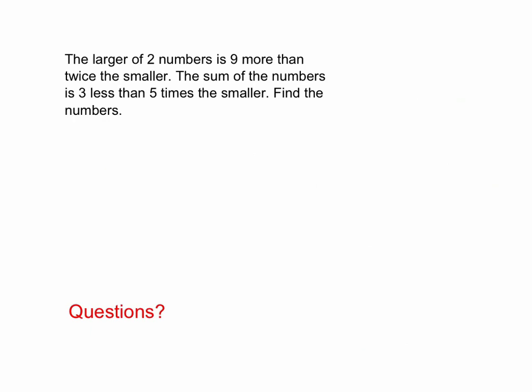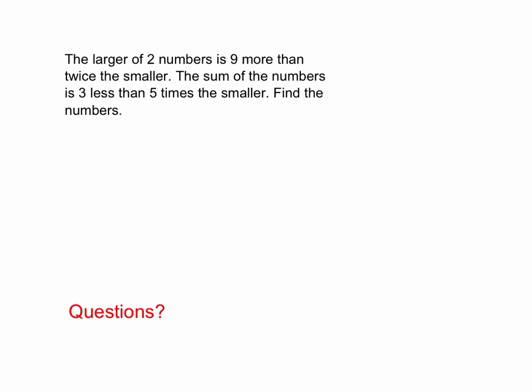All right, this last one is probably the weirdest looking one of the ones we're talking about, okay? It says the larger of two numbers is 9 more than twice the smaller. The sum of the numbers is 3 less than 5 times the smaller. Find the numbers. So what are our two variables? What are the two things we need? Well, we need a larger number and a smaller number.